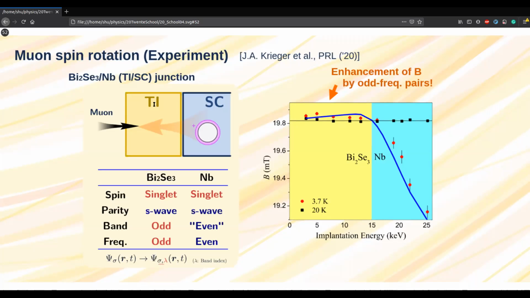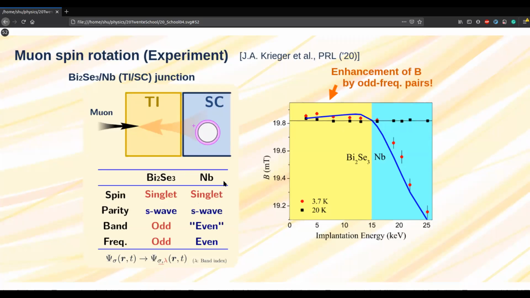They consider the junction of a topological insulator and a superconductor. As the topological insulator, they used bismuth selenide, and as the superconductor, they used niobium. As Tanaka sensei explained in the previous talk, this topological insulator has two orbitals. So in this case, the proximity effect is also slightly tricky.